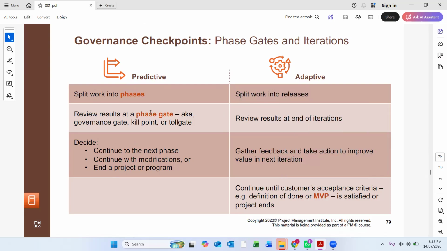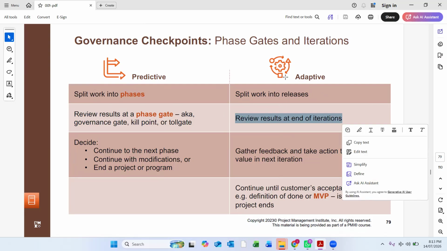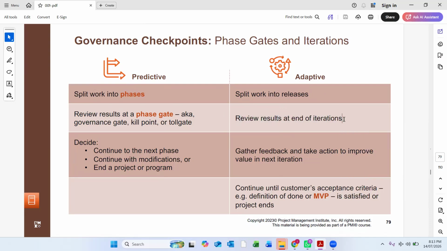We review the result of a phase at the phase gate, or governance gate, or kill point, or toll gate. We review the results. Here we review results at the end of iterations. At the end of each cycle or each iteration, we review the results, which is quicker and faster.